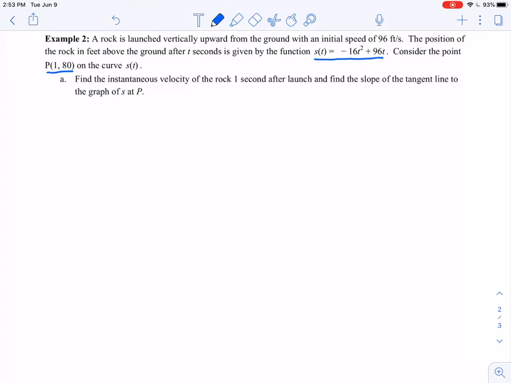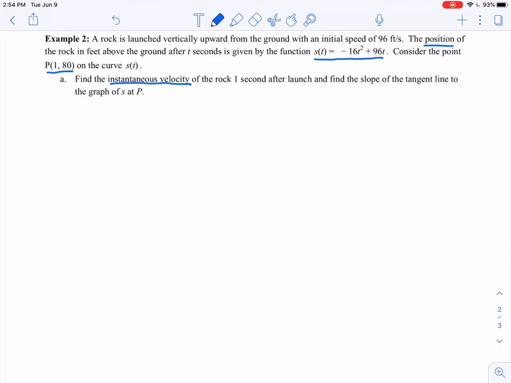Part A says find the instantaneous velocity of the rock 1 second after launch and find the slope of the tangent line to the graph of s at P. So it sounds like the question is really asking me for two different things, but instantaneous velocity is really just another way to talk about instantaneous rate of change. Here our change is just the change in position. If I want to say the rate of change, in other words, how quickly did I move from one point to another point, the way we would talk about that is using speed or velocity. So if I want to talk about the rate of change of position, we're always talking about velocity.